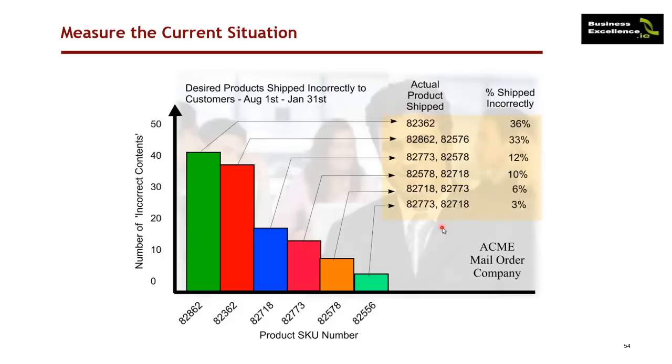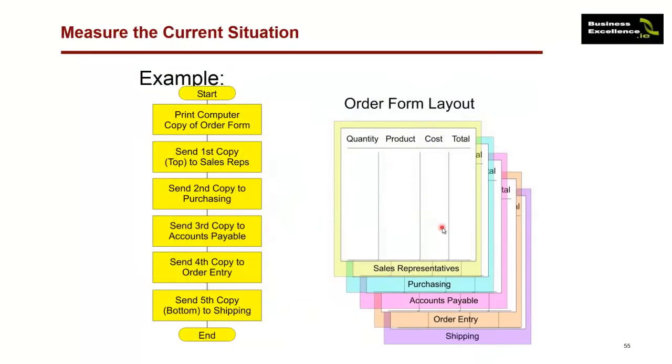What we're going to do now is reduce the scope of the problem specifically to understand why these two products, 82862 and 82362, are being shipped incorrectly. Also, we said at this stage that when the order is taken at the order entry department, they type the order into a computer, and that order is then printed on an order form and distributed to multiple departments.